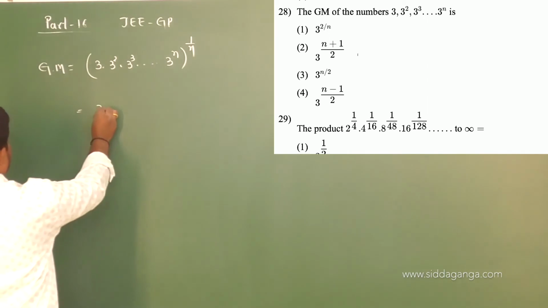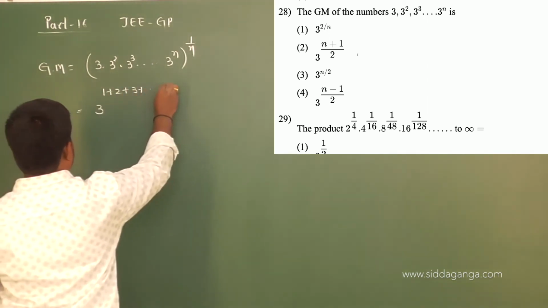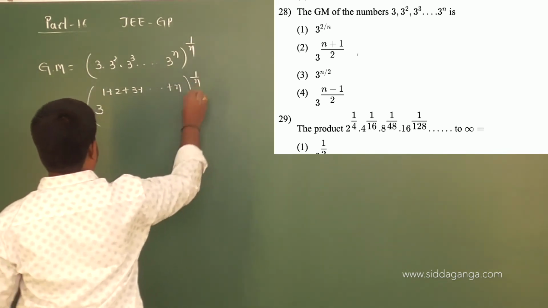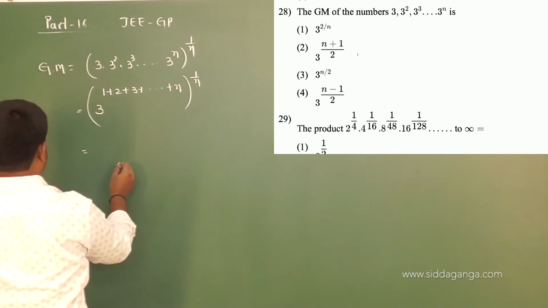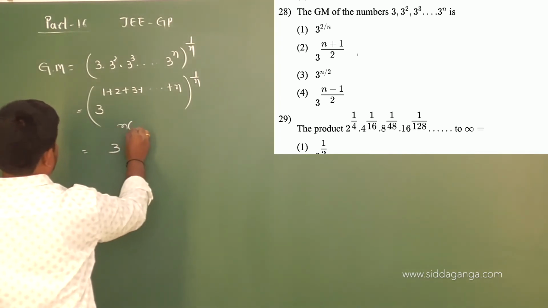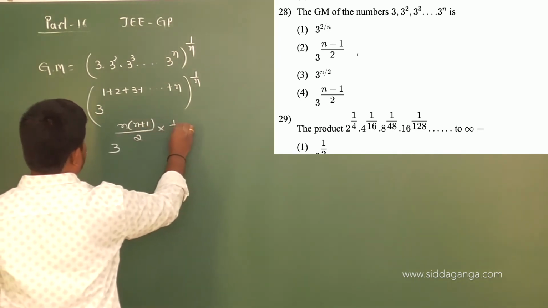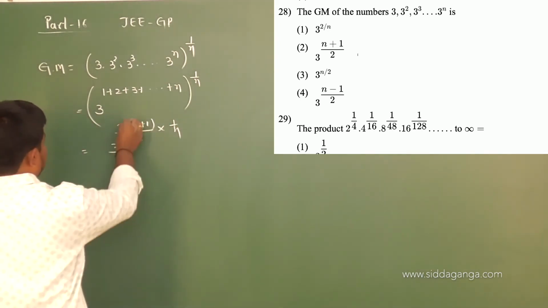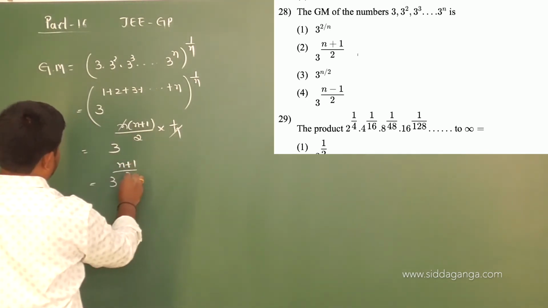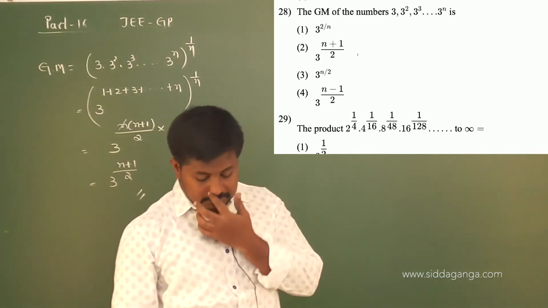Same as before, we have 3 power of 1 plus 2 plus and so on up to n, whole power of 1 by n. This gives 3 power of n into n plus 1 by 2 into 1 by n, right? So you get 3 power of n plus 1 by 2 as your required answer. That is option second.